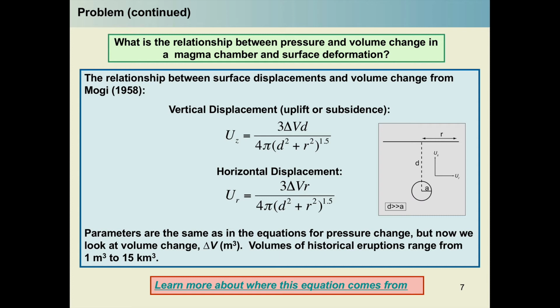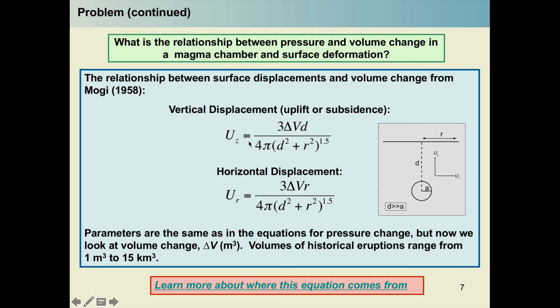So the relationship from the Mogi model for surface displacements and volume change is as follows. Same model here where you have a magma reservoir that's buried deep in the crust. It's got a radius of A, depth of D, and radial distance away from the center of the volcano is R. U sub Z is vertical displacement and U sub R is radial displacement.